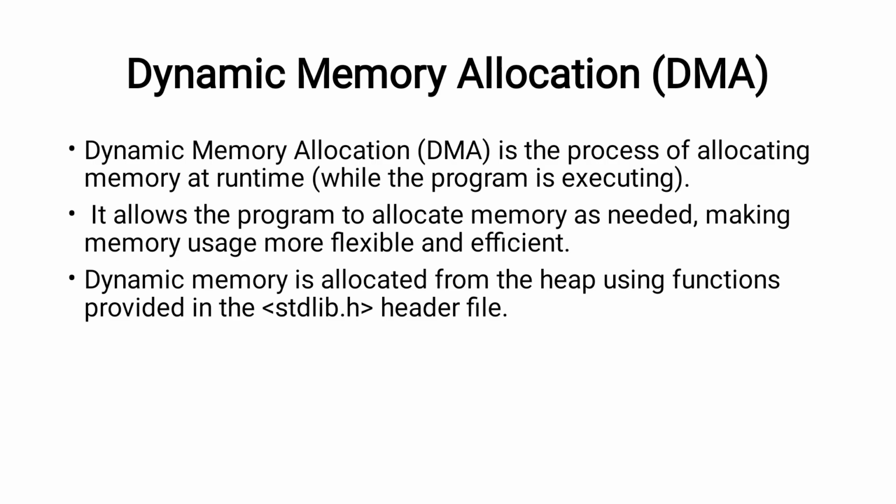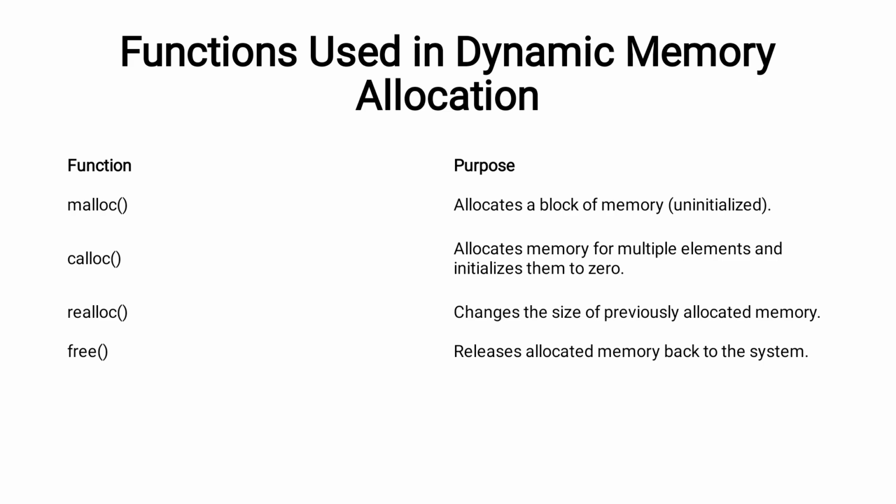And where is the memory allocated for dynamic memory? From the heap, dynamic memory is allocated using functions provided in the stdlib.h header file. So if I want to use dynamic memory allocation, I have to include one more header file. So what is the header file? stdlib.h, standard library file.